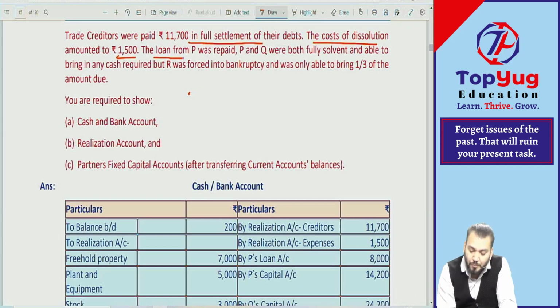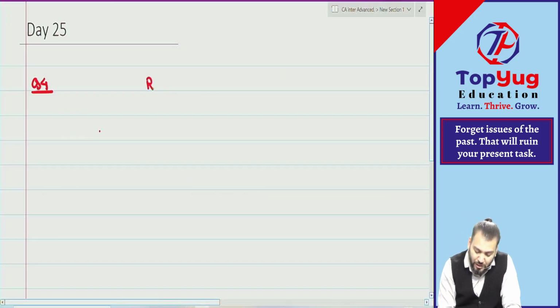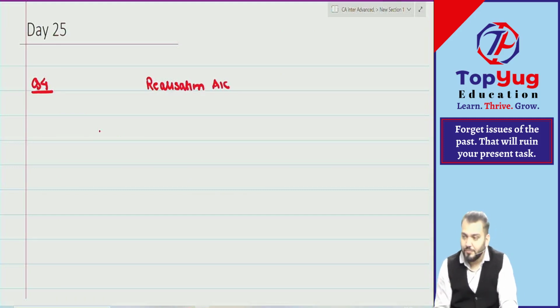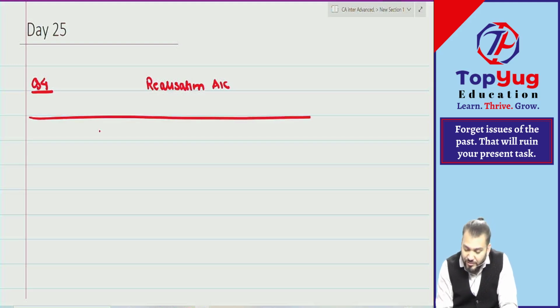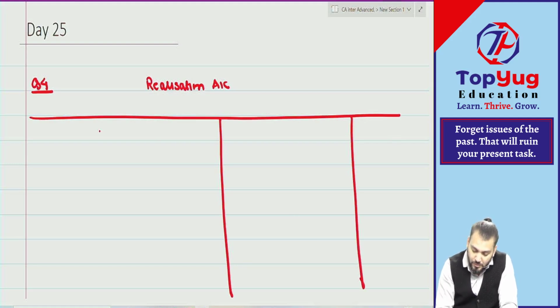The loan from P was repaid. P and Q were both fully solvent and able to bring in any cash required, but R is forced into bankruptcy and was only able to bring 1/3 of the amount due. You are required to prepare these accounts. Can we prepare? So first we'll prepare which account? A realization account. Correct. A realization account.